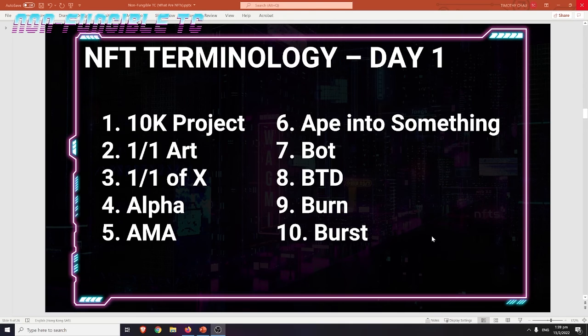Number 10 is burst. Burst basically means the bursting of the NFT market bubble. It's kind of like, is this a bubble and things like that. Burst basically means the bursting of that bubble.